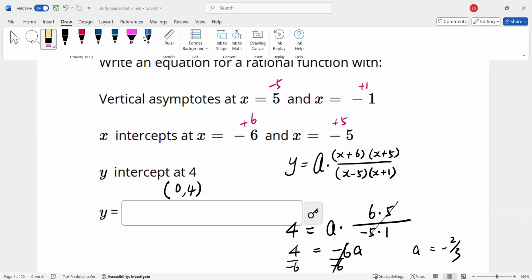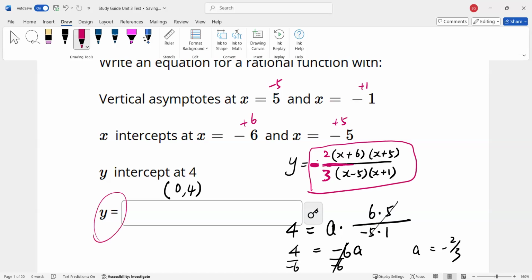So you can write A here. Now you can fix it as -2/3. You can put 2 on the top, 3 on the bottom, and knowing you have a negative sign, I think that's good enough. And you're going to enter this part in the cell. Very important: if the system already has a y equals, do not write y equals again. Okay?